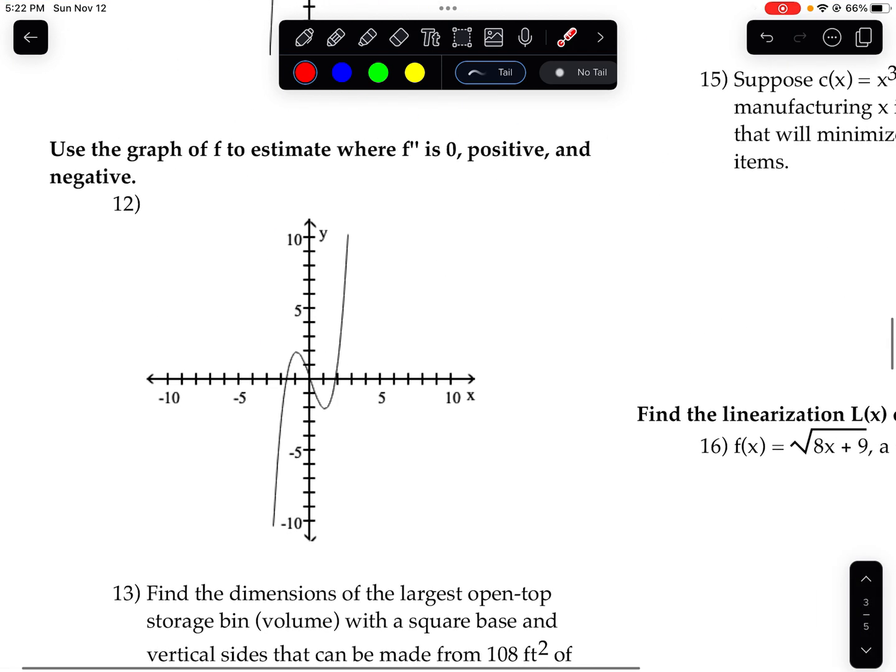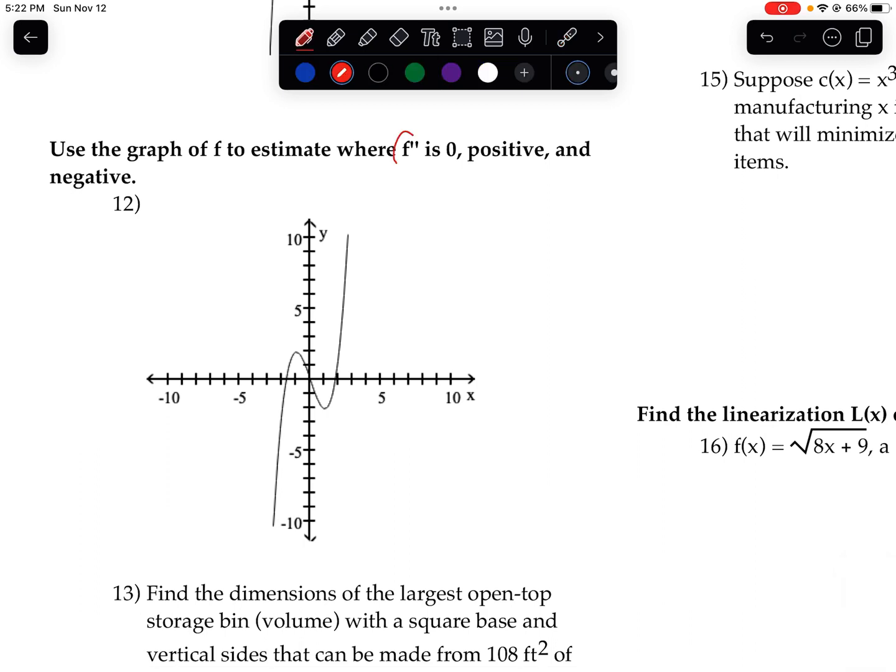Use the graph to estimate when f double prime, so the second derivative, is 0. If this is the graph of f, you can find when f double prime is 0 when you see an inflection point. So I see an inflection point right here at x equals 0, because I can see that it's concave down here and concave up here, and at x equals 0 that's when it changes.